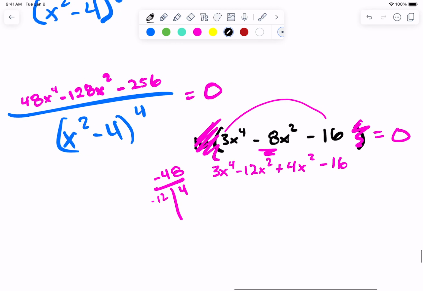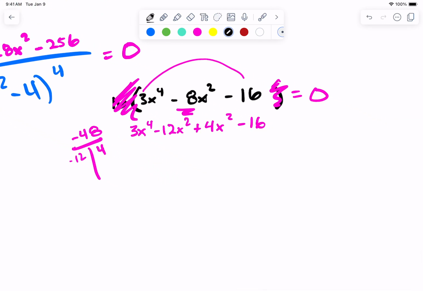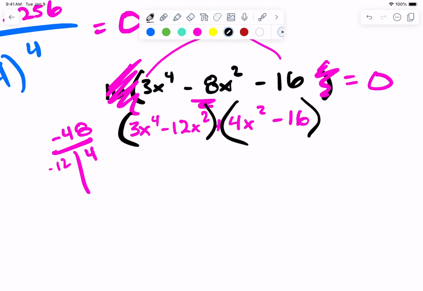We took out a 16 and we threw it in the trash can, and now we're breaking this down. What shall we pull out of the first piece? 3x squared. Okay, leftover is x. Okay, there you go. 3x squared, leftover is x.